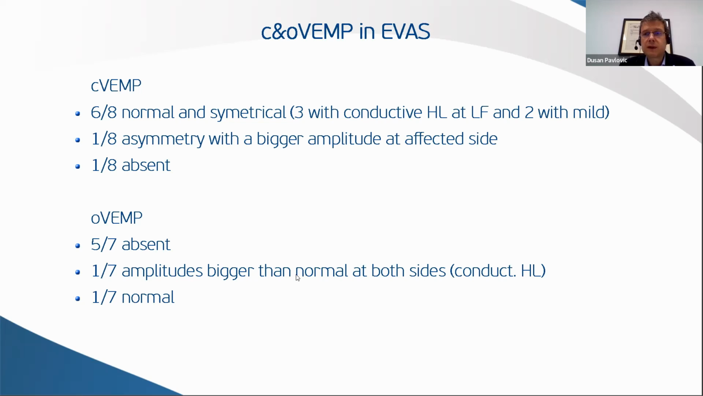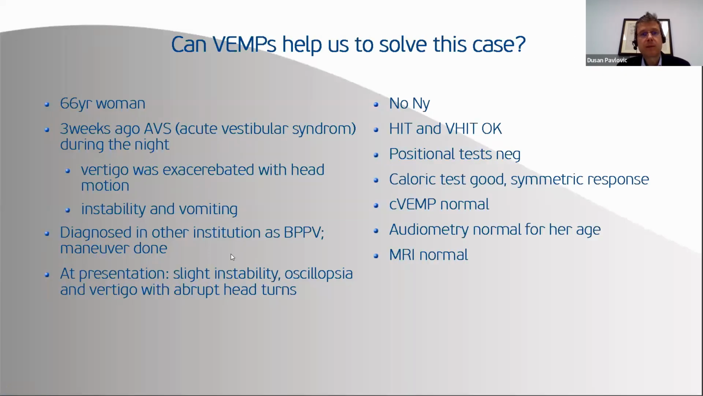So here we see that the finding of a VEMP is not so straightforward as it is in a third window lesion like dehiscence. The results are a little bit different. And here I would consider maybe CVEMP as a better predictor than OVEMP. And now we go to the next case.